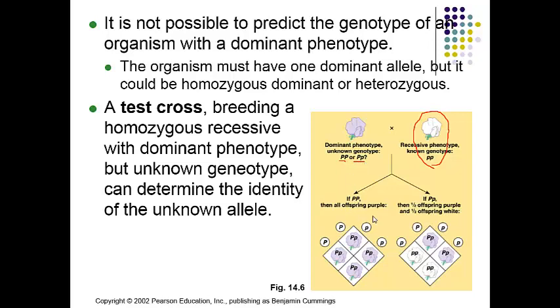If the individual is homozygous dominant, all the offspring are going to express the dominant phenotype. But if that individual was heterozygous, then only half of the offspring will have the dominant phenotype, the other half will have the recessive phenotype.